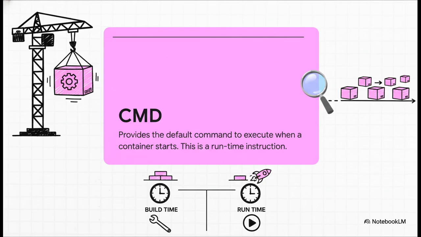Now, this is where people get confused. CMD is totally different from RUN. CMD is the command that runs when you actually start a container from the image. It doesn't happen during the build. It happens when you type docker run. So let's say it one more time because it's super important. RUN is for build time, CMD is for runtime.